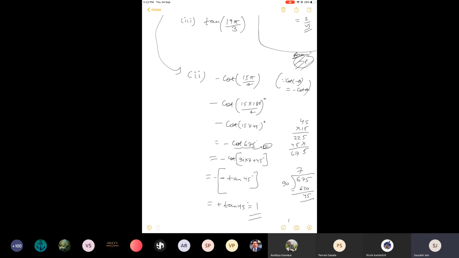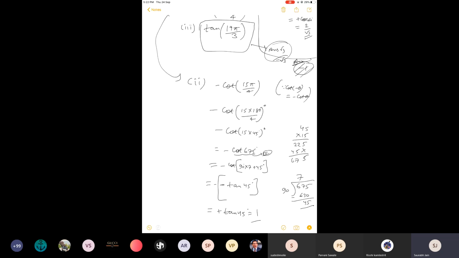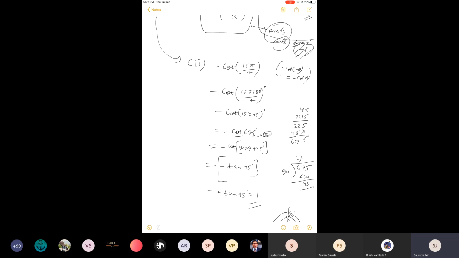The question is cot of 19 pi by 3. Is it root 3? I'll write your answer. So minus root 3, and you are getting minus root 3. So again, a difference in signs. But both of you are agreeing on the numerical value. Now there is a matter of sign only, plus or minus. Okay, then let's see this question if you have solved it.